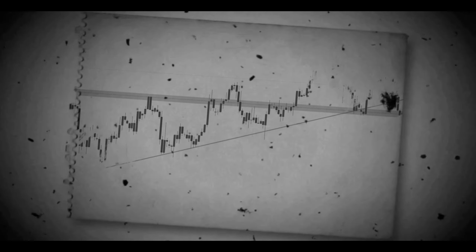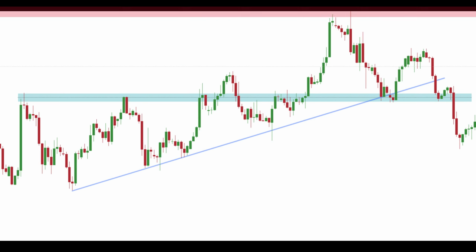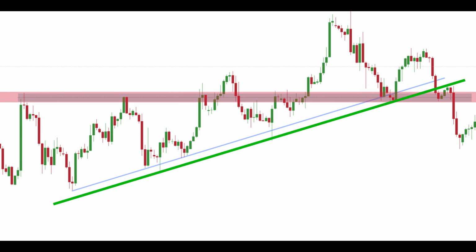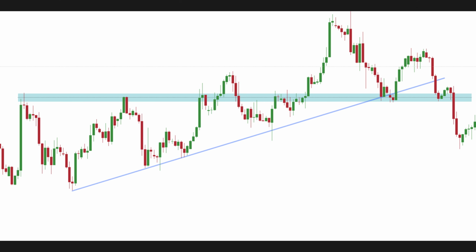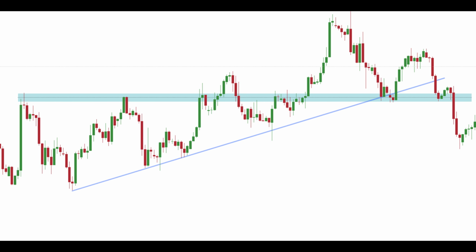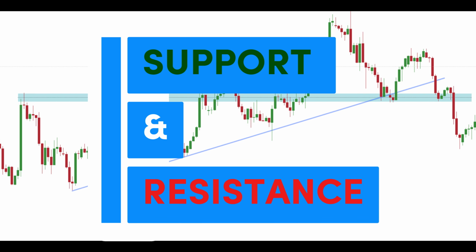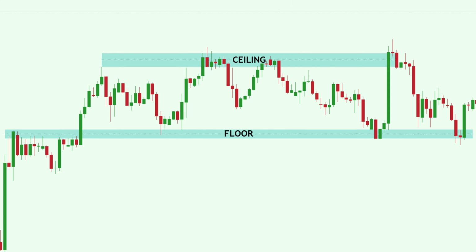Have you ever watched a chart and wondered, why does the price keep stalling here or bouncing back there? It often feels like the market has a memory, and in a way, it does. The key to decoding this lies in two of the most foundational concepts in technical analysis: support and resistance. Think of them as the floor and ceiling of price movement.